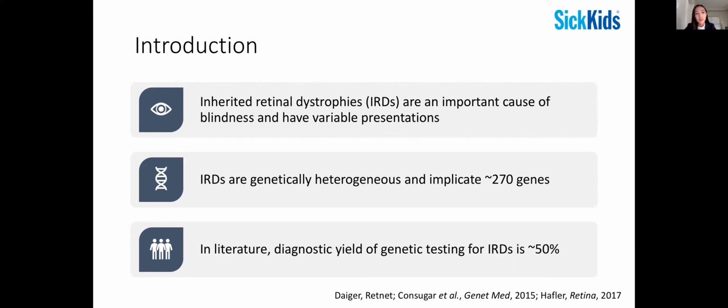In literature, the diagnostic yield of genetic testing for IRDs is only around 50%. This is important because although an accurate clinical diagnosis can be reached by fundus exam, history taking, and with tools like ERG or OCT, genetic testing is necessary to confirm the specific phenotype, and segregation analysis can address the inheritance pattern with greater precision.